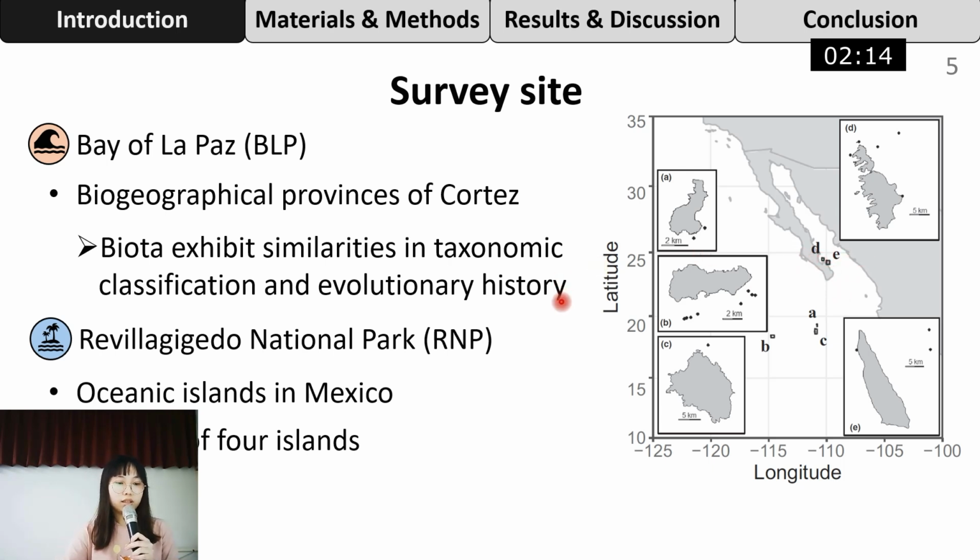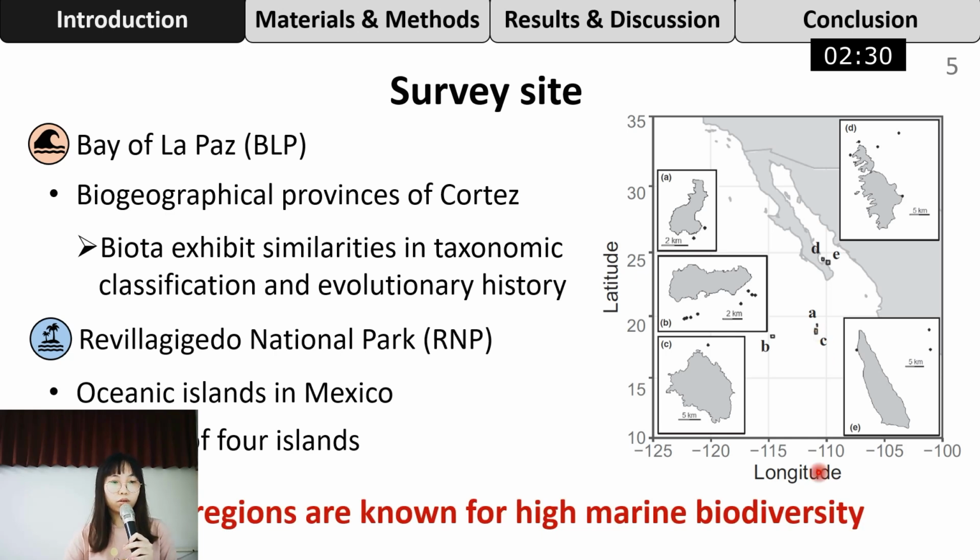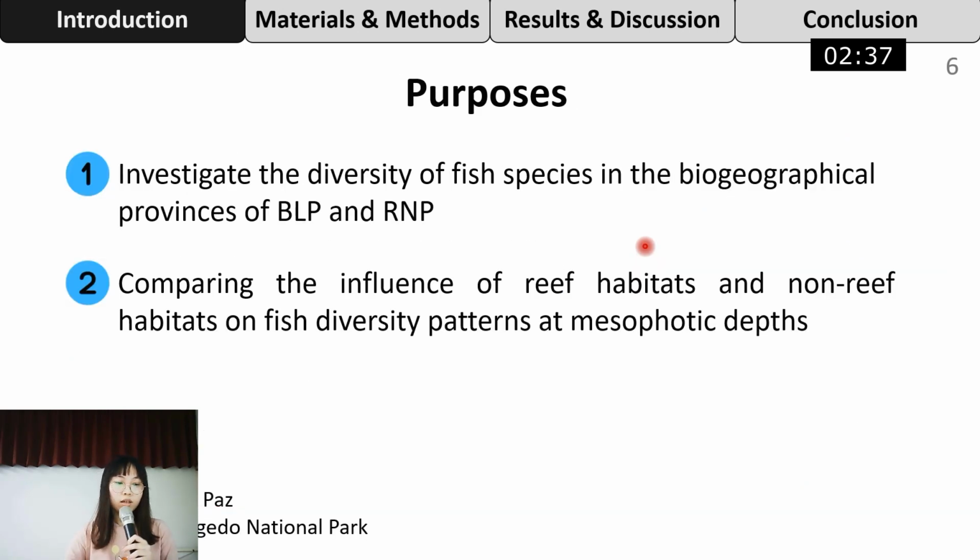The second survey site is the Revillagigedo National Park, also called RMP. This archipelago consists of 4 islands, and this research focused on 3 of them, labeled A, B, and C in the figure. Both BLP and RMP are regions known for high marine biodiversity. There are 2 purposes in this study. The first is to investigate the diversity of fish species in the biogeographical provinces of BLP and RMP.